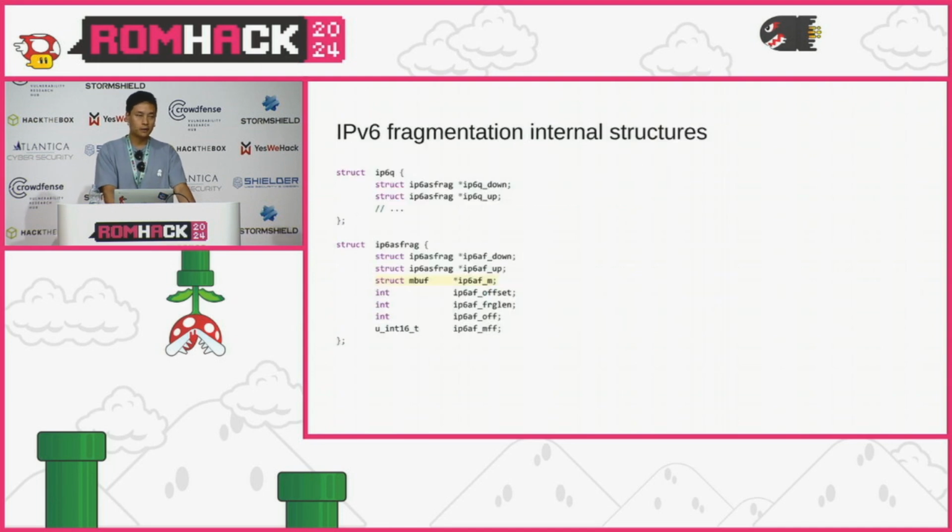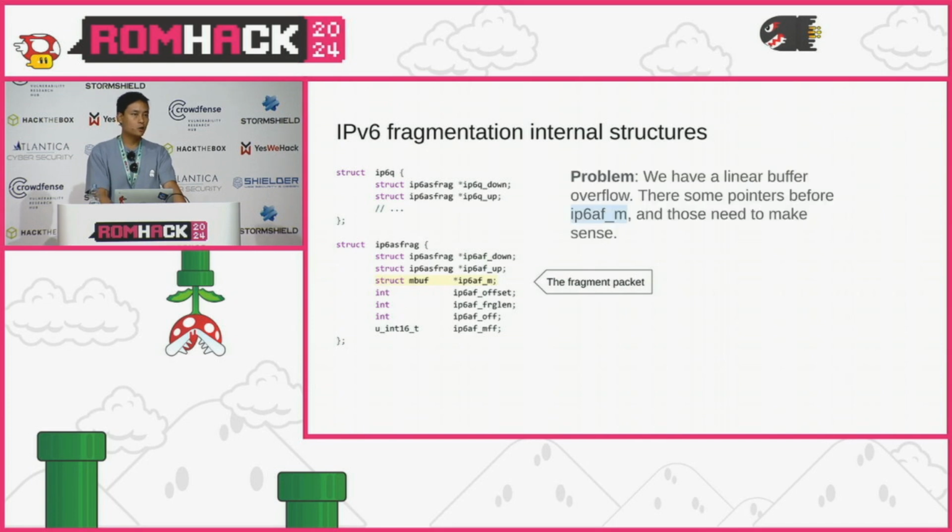So here are the objects that are allocated for a fragment. There are fields for the fragment offset, for the length, etc. And there's also an mbuf containing the fragment's data. And as you can see, it's implemented as a doubly linked list, where there are pointers to the previous and the next fragments. And that's actually a big issue for us, because we only have a linear buffer overflow.